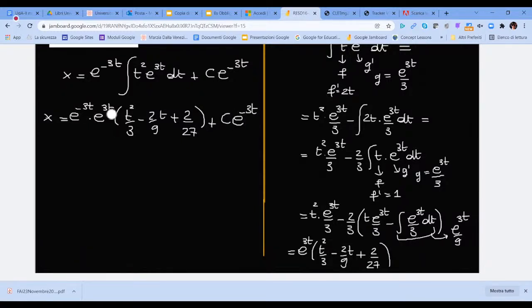Minus 3t plus 3t is equal to 0, so this is e to the 0. e to the 0 is 1. So x is this expression plus 2/27 plus c times e to the minus 3t.